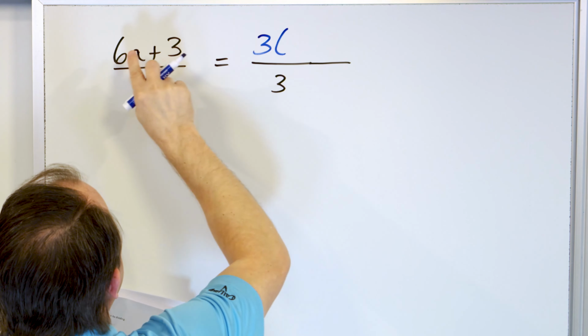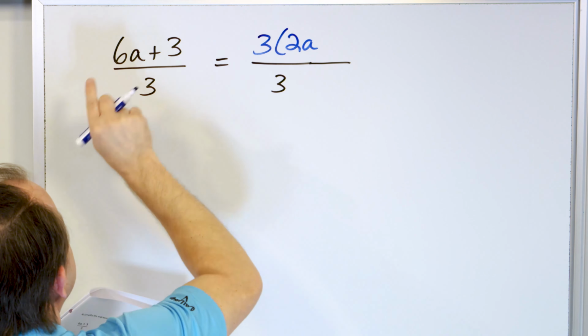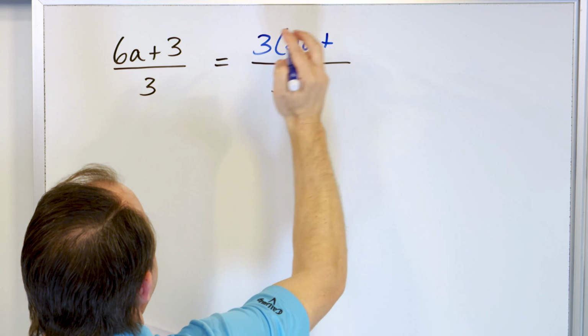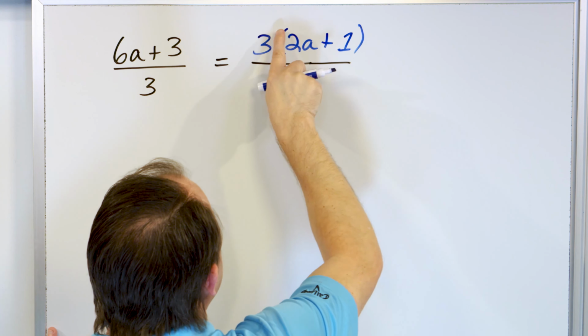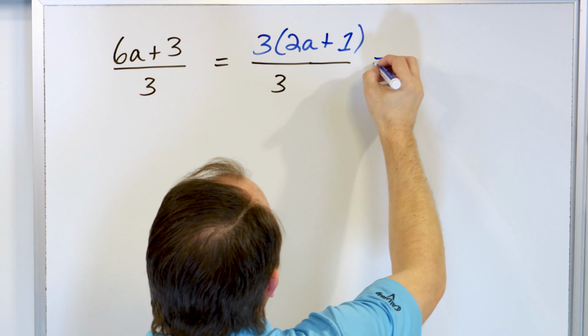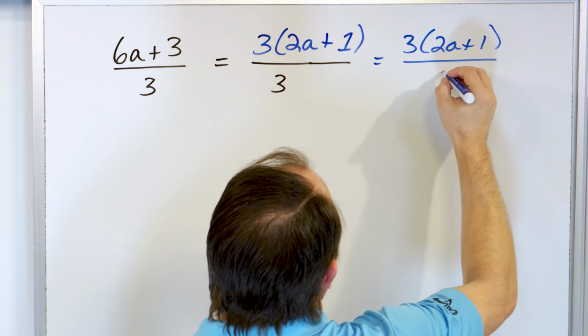And then 3 times something is 6a. I have to have a 2a here. 3 times 2a is 6a. And then I have to have a plus sign. And then 3 times something is 3. I have to have a 1 here. Double check that when you multiply, you get this. Now what I'd like to do is rewrite it. 3 times (2a plus 1), all divided by 3.